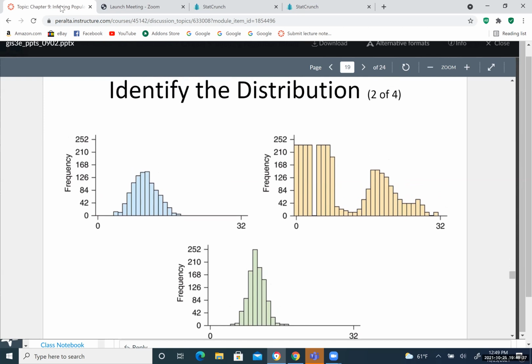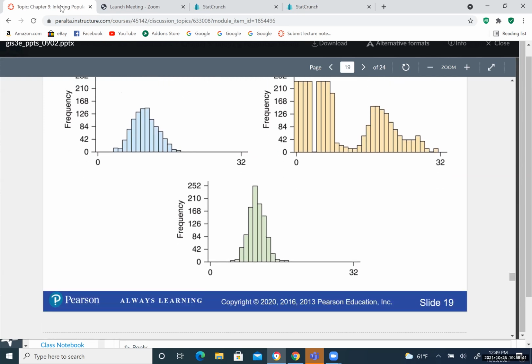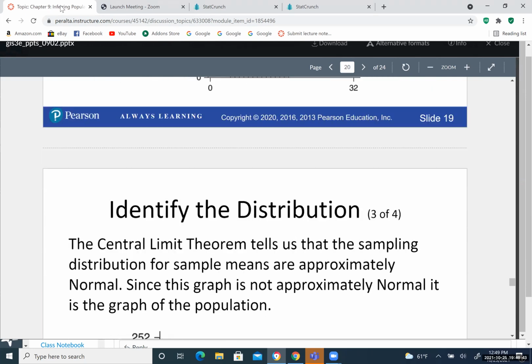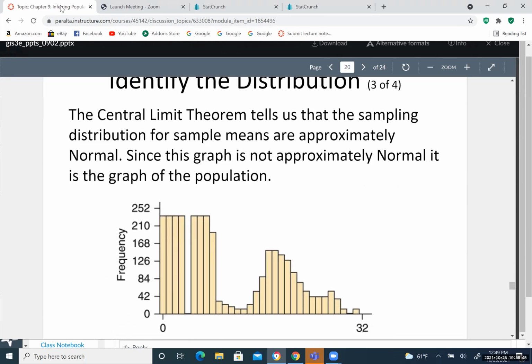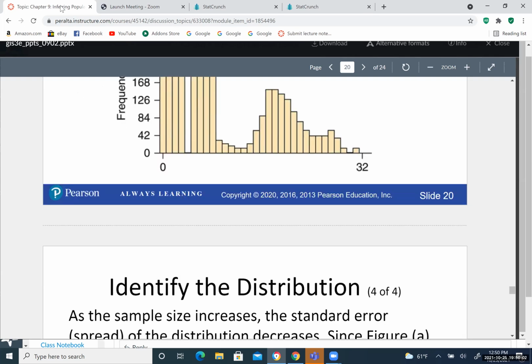So in this one, you see there are 3 shapes, right? What is the question asking? Identify this. The central limit theorem tells us that the sampling distribution for sample means is approximately normal. So this graph looks like it's not normal, right? It's not the best shape. Then what happened?